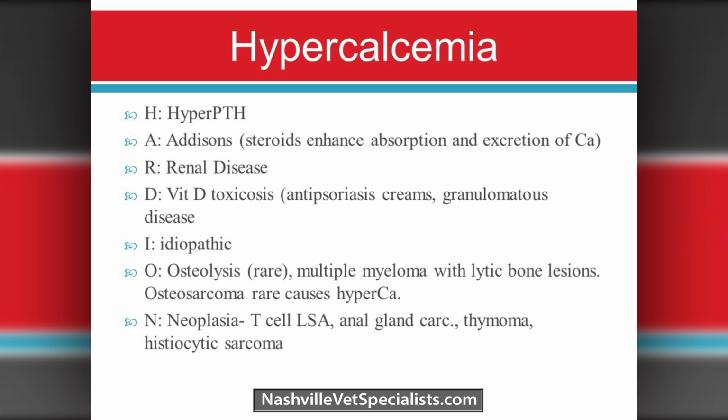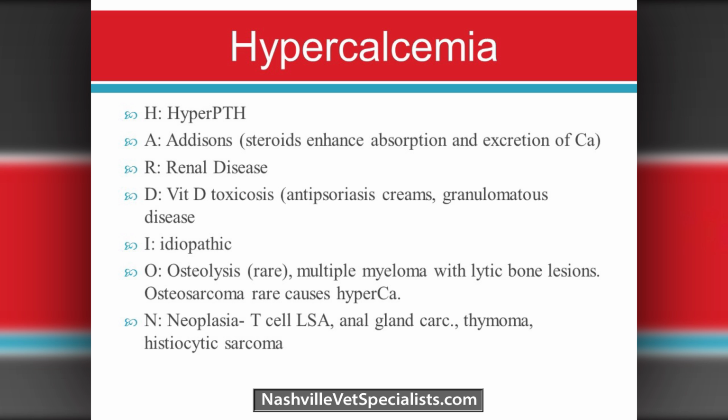The hyperparathyroid is the big one, and Addison's is the other one, and then renal disease, vitamin D toxicosis, and the idiopathic. Then osteolysis, which is really rare, okay? But sometimes we will see multiple myeloma and neoplasia. I want to go over some notes I took that may be interesting. Addison's, not all of them are hypercalcemic, okay? It's literally about 38 to 45%.